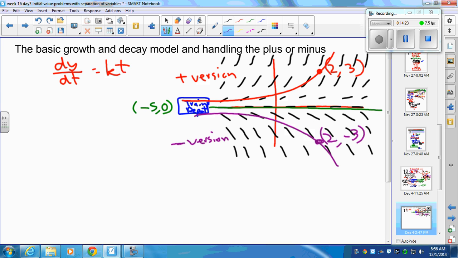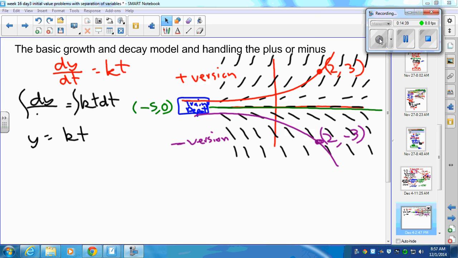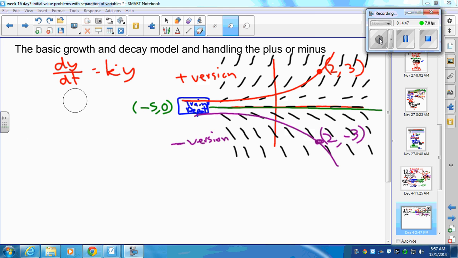Okay, give me 1 second. Okay, so when you separate dy over nothing equals k dt, y equals k, oh, sorry, this should be ky here. I apologize for that. Let me start this all over. I knew it felt fishy.